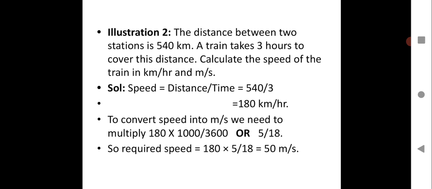Just multiply by 5 upon 18 and cancel. 18 tens are 180. 5 into 10 gives you 50 meter per second. So very simple calculation here, and you got speed in 2 different units, kilometer per hour and meter per second. I hope this is very clear with you all children.